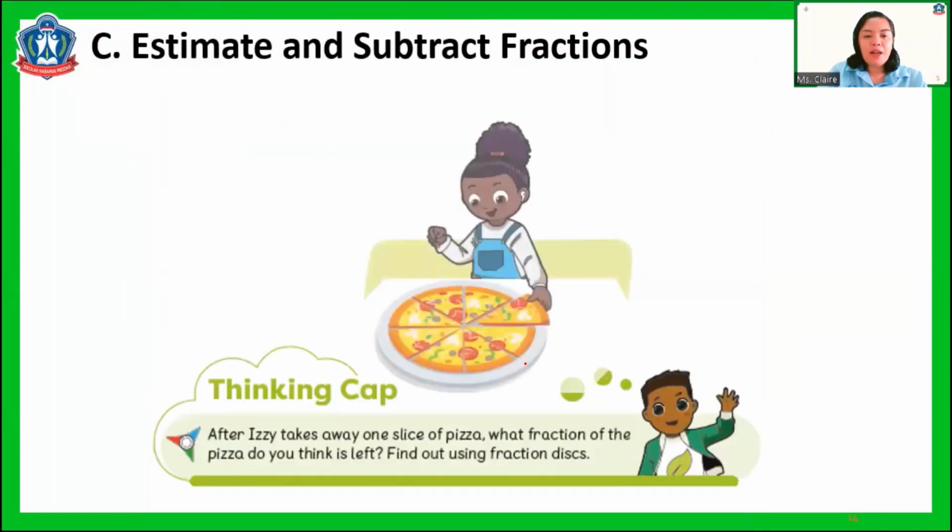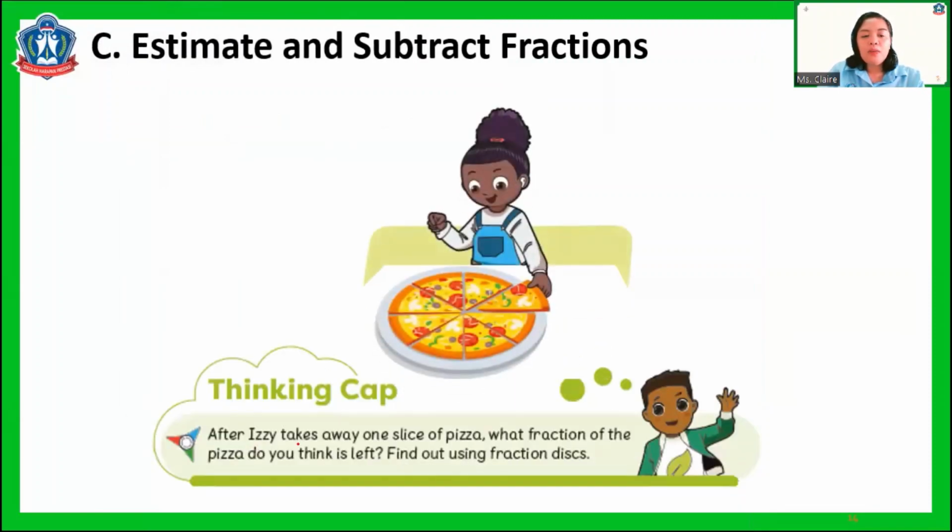So if Iz will take one slice, she will take 1/8, right? Okay, I have here a problem. If Iz will take one slice of pizza, what fraction of the pizza do you think is left? She will take one part or one slice. What part is left? Correct, 7/8. If you have 8/8 and you take 1/8, one slice, therefore you have 7/8. What have you observed? Is it connected with addition of fractions? Yes, okay.